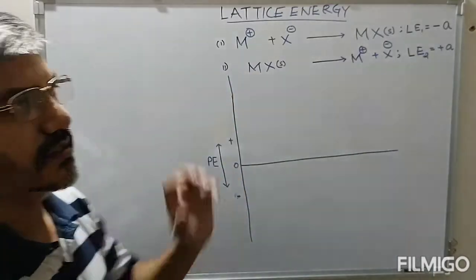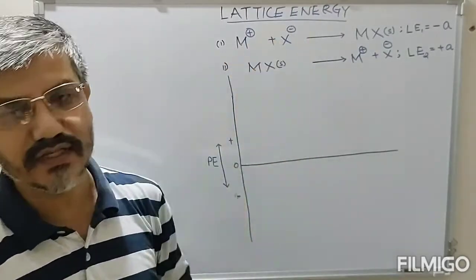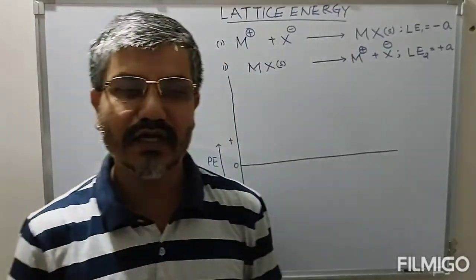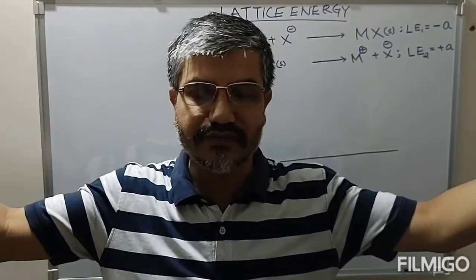Now let's take this cation and anion, M^x+ and X^-. When they are at very large distance, there is no attractive force or repulsive force.